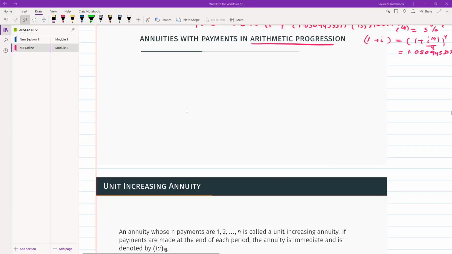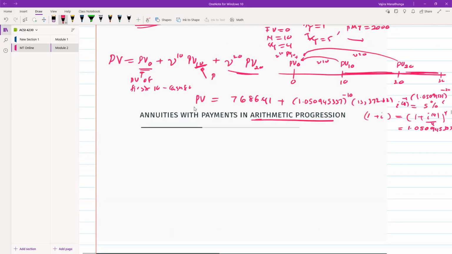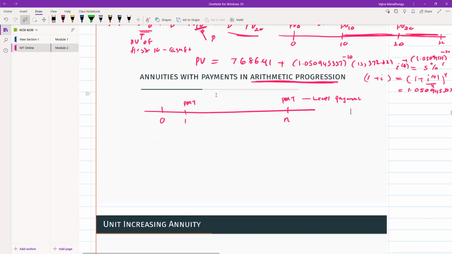Okay, let's continue with arithmetic progression annuities. So far, the annuities we learned are level payment annuities. For example, if you take an annuity immediate, the payment looks like this. You have a fixed payment amount, a constant payment amount over the term of the annuity. They are level payments. Now we want to discuss what happens if the payment amount increases or decreases according to an arithmetic progression.